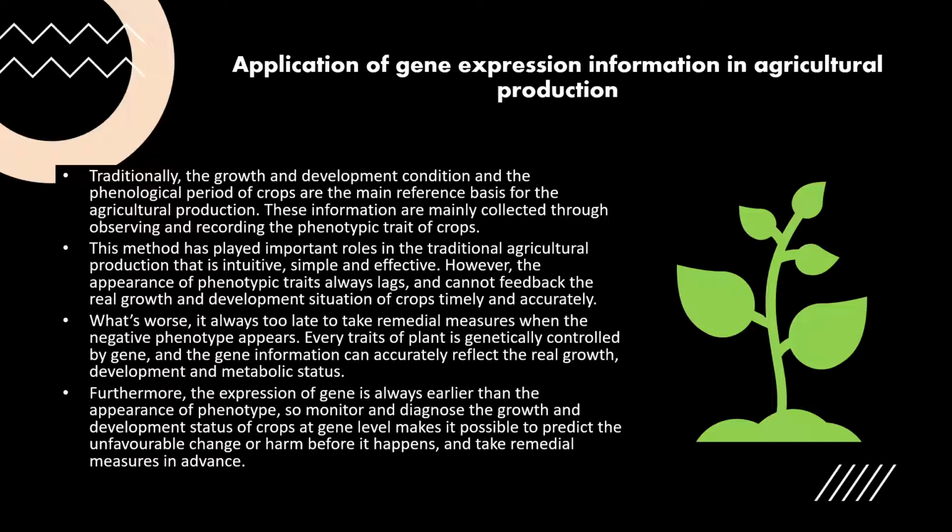However, the appearance of phenotypic traits always lags and cannot feed back the real growth and development situation of crops timely and accurately. Also, the expression of genes is always earlier than the appearance of phenotype. So, monitoring and diagnosing the growth and development status of crops at the gene level makes it possible to predict unfavorable changes or harm before it happens and then take appropriate measures in advance.